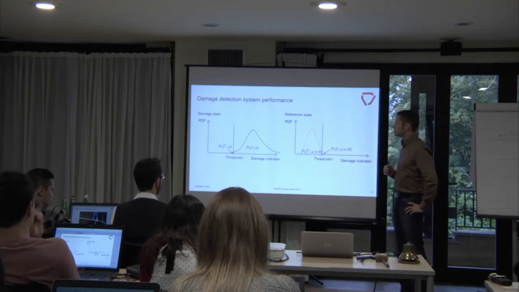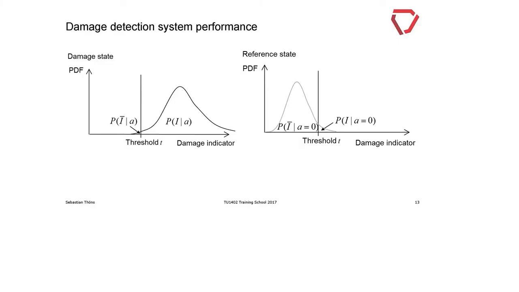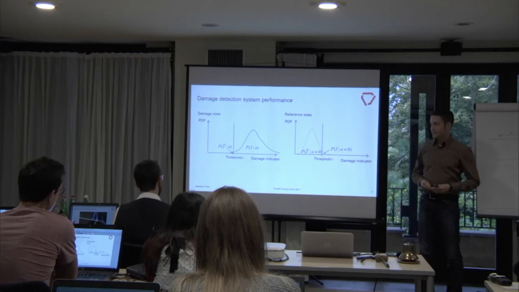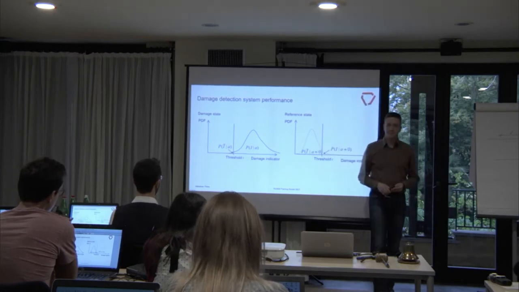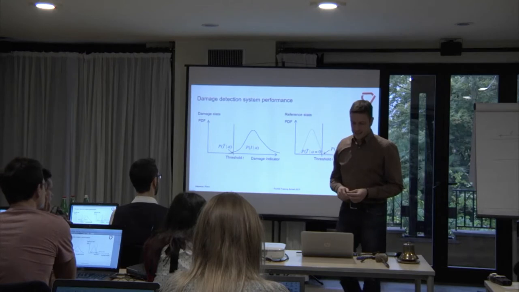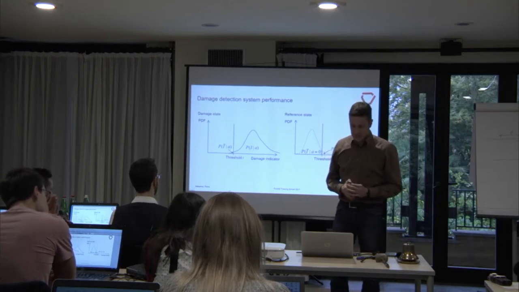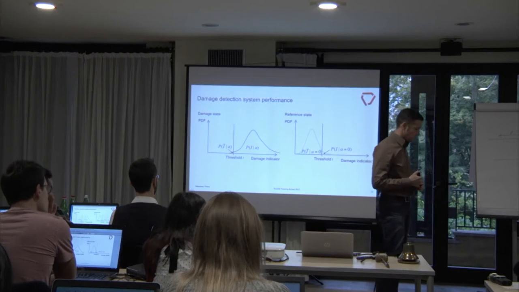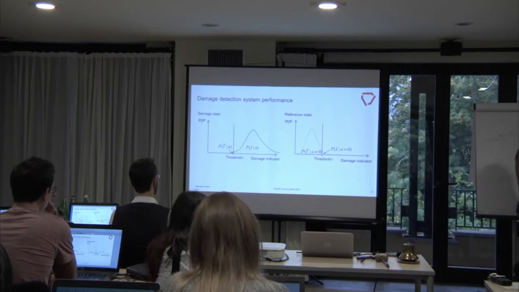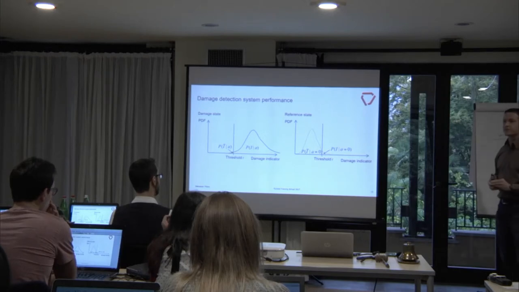So where's the difference to the previous slides? Find the difference. Yes. Now we have a damage indicator here, and here, not a signal. We may have a damage indicator in the reference state, so the undamaged state, and in the damaged state. This was quite easy. But what happens to our probability of indication?